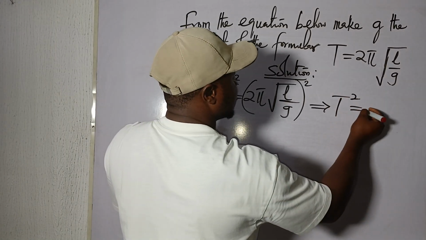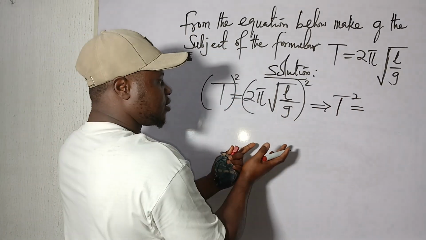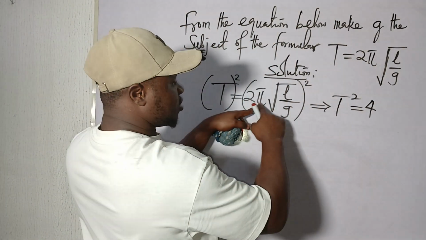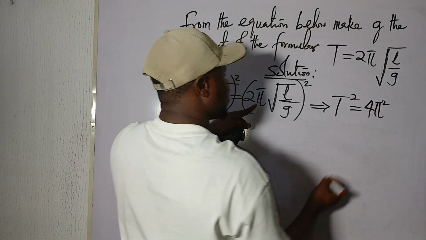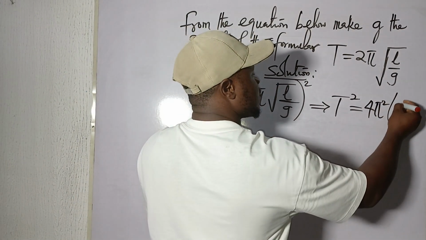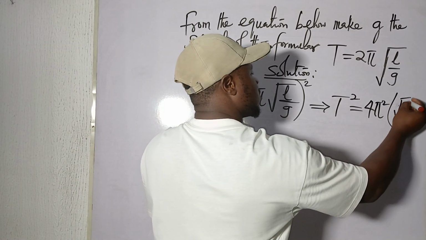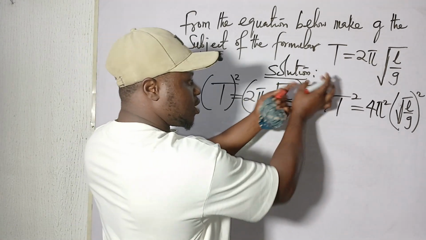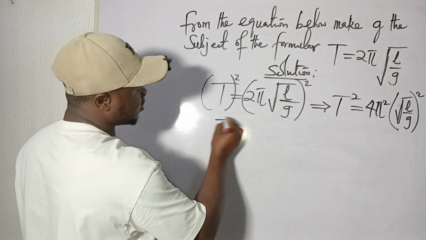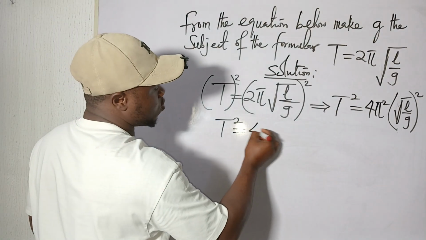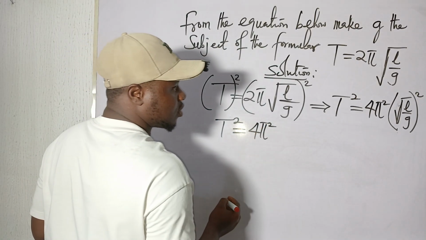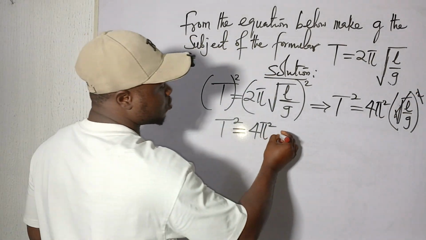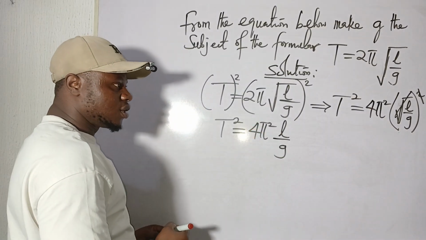which is equal to, everything here is squared. So you can see 2 is squared to give you 4, pi is squared to give you pi square, and we have the square root of L over G, all squared. You can see the square root of L over G is also squared. So what are we going to do next? We have T square equal to 4 pi square. This square can cancel this square root, so we are left with L over G. Take note of that.